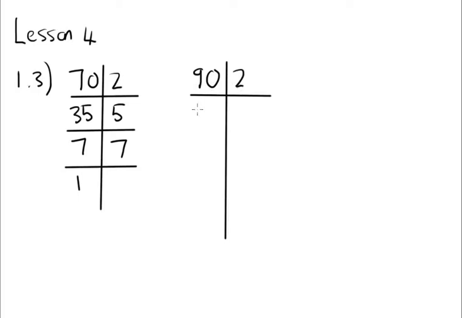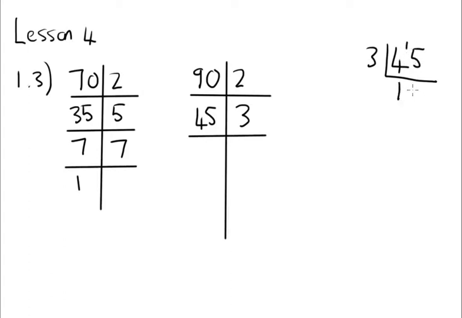90 divided by 2 equals 45. 45 divided by 3 in this case will give you 15. It's a bit of a tricky one, so let's work that out. 4 divided by 3 is 1, and you're left with 1 over there. 15 divided by 3 gives you 5. So 45 divided by 3 equals 15. 15 divided by 3 equals 5. 5 divided by 5 equals 1.